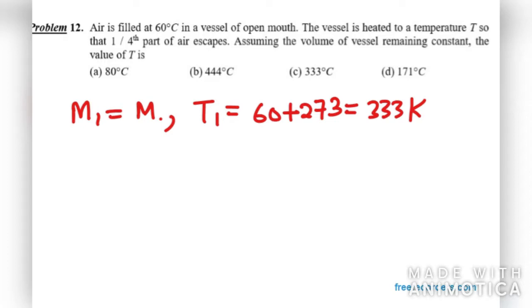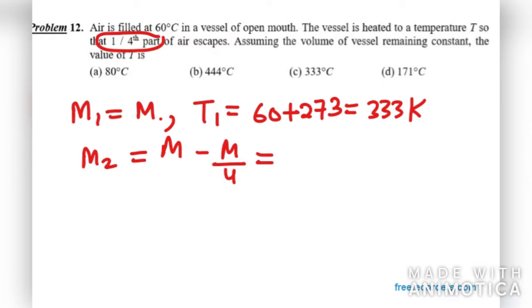And M2 in this case will be the mass remaining after the escape, so M minus M over 4, since 1/4 part of air escapes. Taking LCM, you will get 3M over 4.